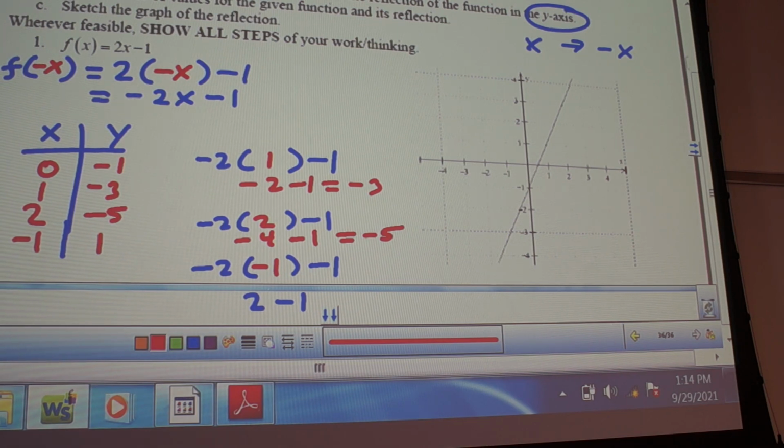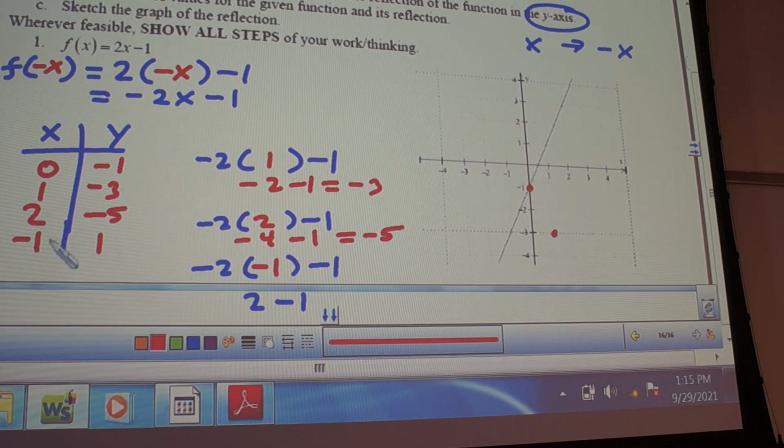Everybody graph these. 0, negative 1. Oh, that's already graphed. It's right there. Okay. How's the next one? 1, negative 3. Where's that? I start off at 0 at the origin. I walk to 1. And then negative 3, I go down. I take the elevator down 3. Negative 3. Right there.